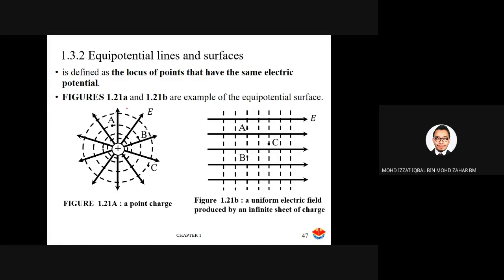Okay, equal potential line and surface. So this is how you draw it. Sometimes in the exam they might ask you to draw it. Focus. What are you focusing on? Okay, alhamdulillah.